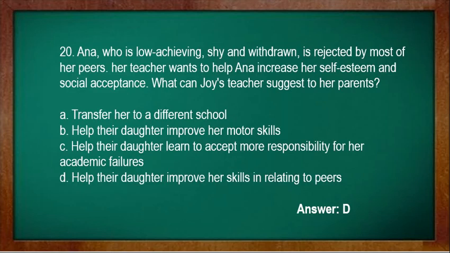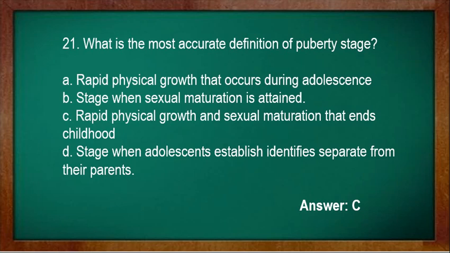Number 20. Anna, who is low-achieving, shy, and withdrawn, is rejected by most of her peers. Her teacher wants to help Anna increase her self-esteem and social acceptance. What can Anna's teacher suggest to her parents? A. Transfer her to a different school. B. Help their daughter improve her motor skills. C. Help their daughter learn to accept more responsibility for her academic failures. D. Help their daughter improve her skills in relating to peers. Answer, D.